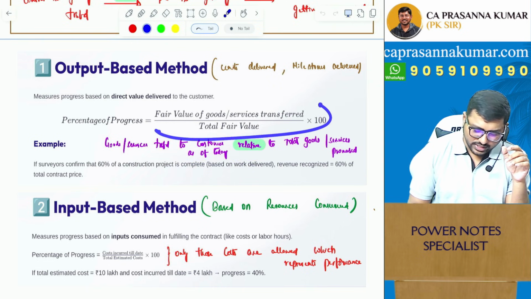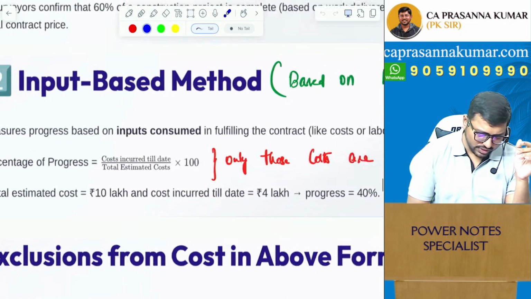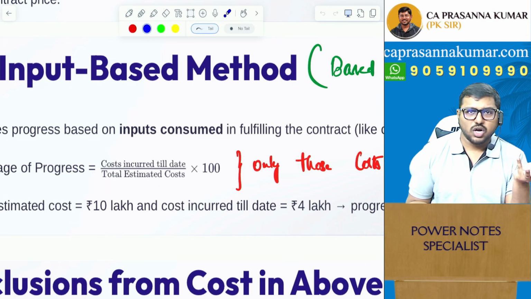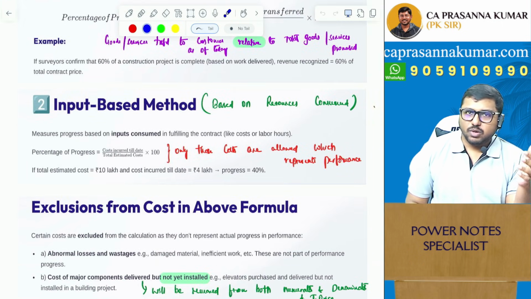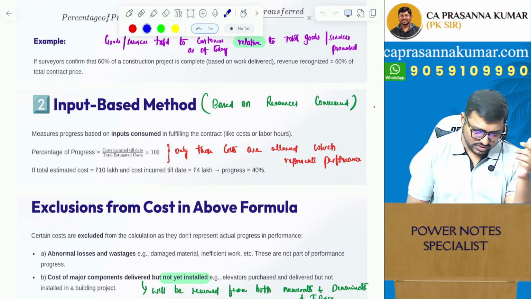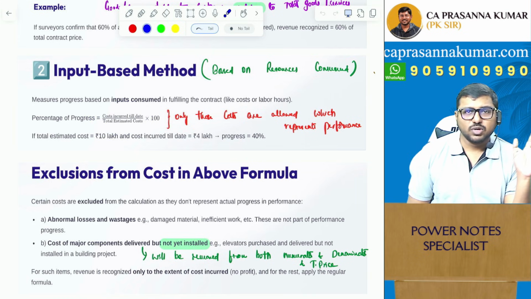However, in output method we talk from the point of view of the fair value, which obviously includes the profit element. Here that profit element will not be there. We talk from the point of view of only what? Cost. That's what makes input method different from output method. But when it comes to problem solving perspective, which is more important for us, input based method. Okay. When it comes to input based method, what is the measurement of progress? Very simple. Cost incurred till date divided by total estimated cost into 100.